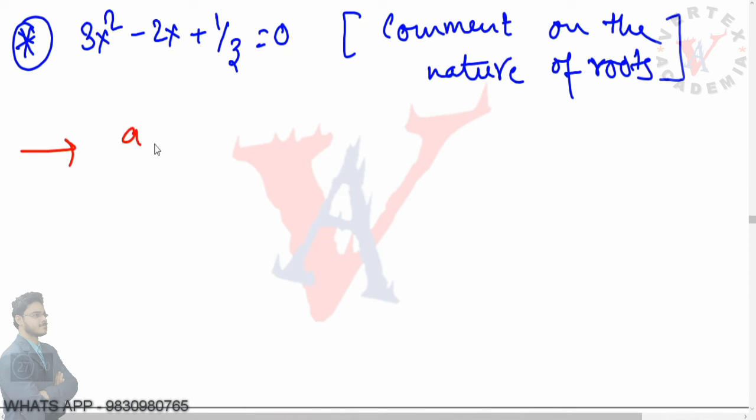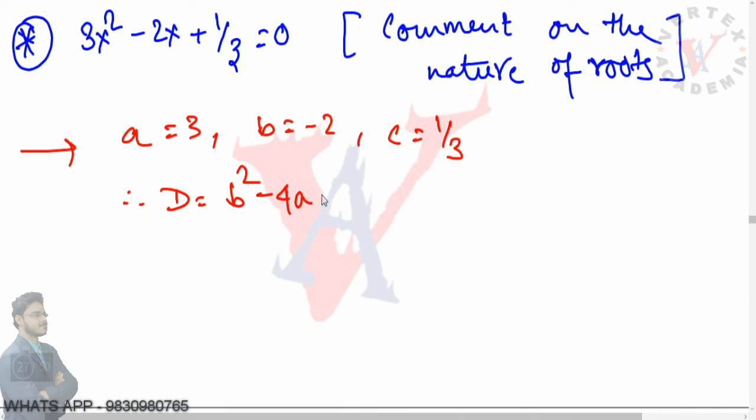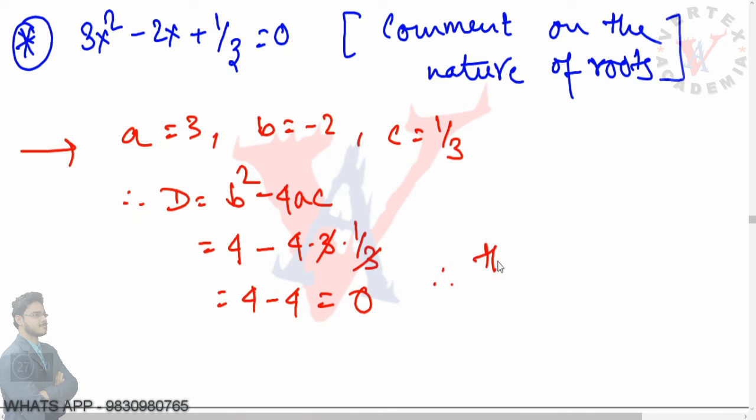Okay, so here a equals 3, b equals minus 2 and c equals plus 1 by 3. So therefore the discriminant equals b square minus 4ac. It is minus 2 square, 4, minus 4 times a, which is 3, and c, which is 1 by 3. So this is 4 minus 4 equals 0. So therefore the roots are real and equal, right?